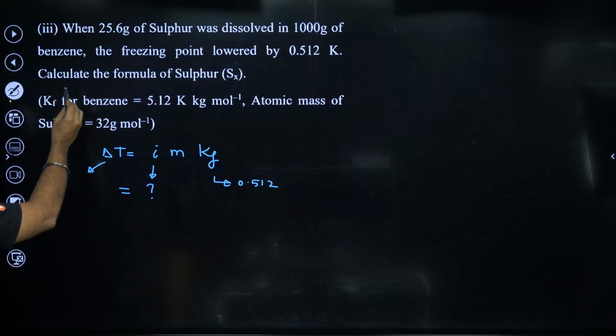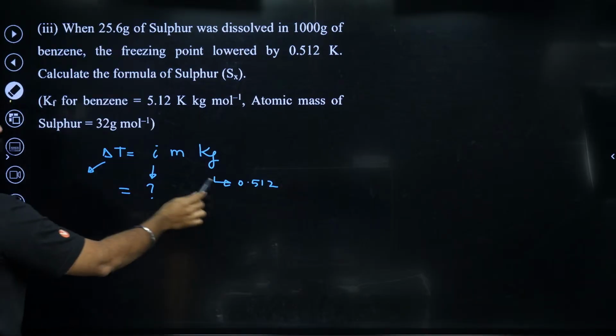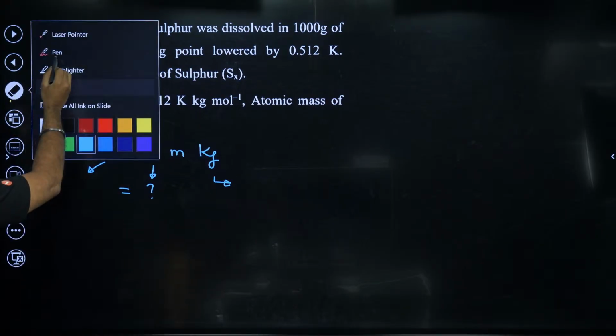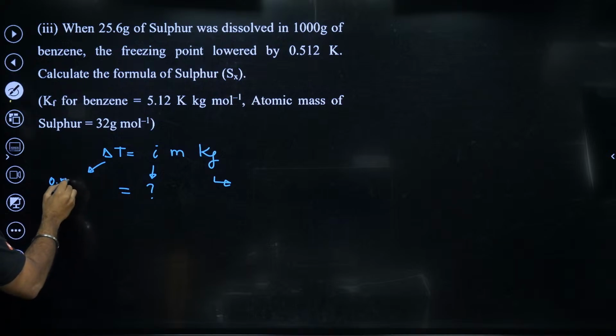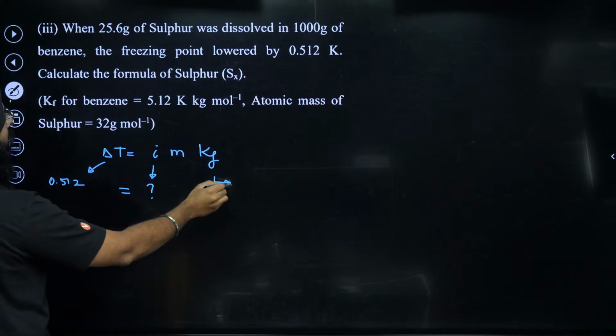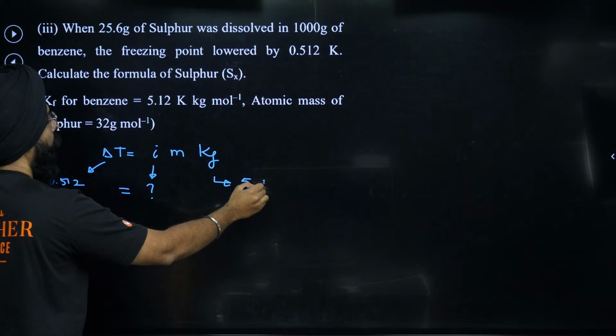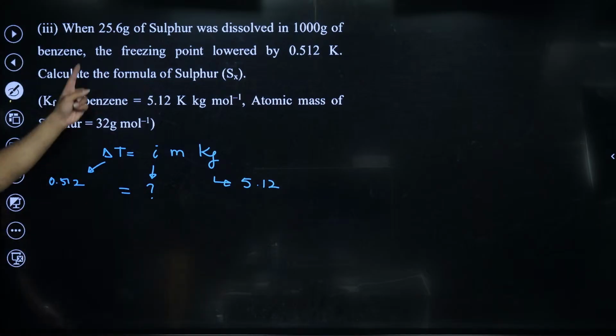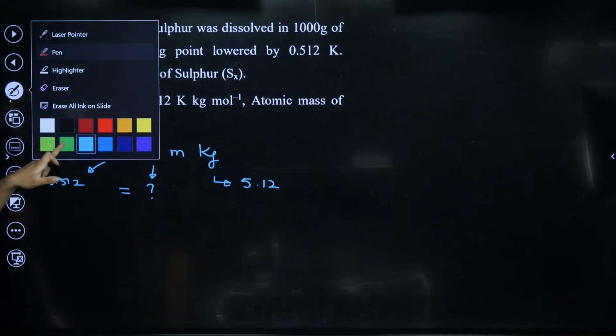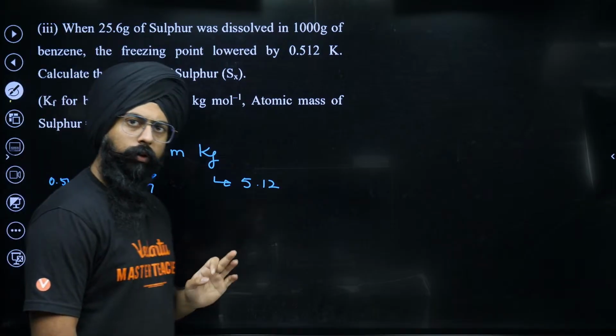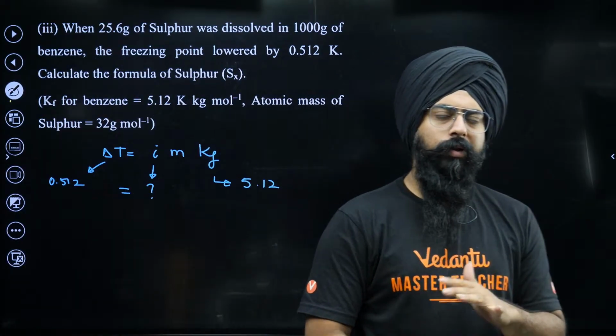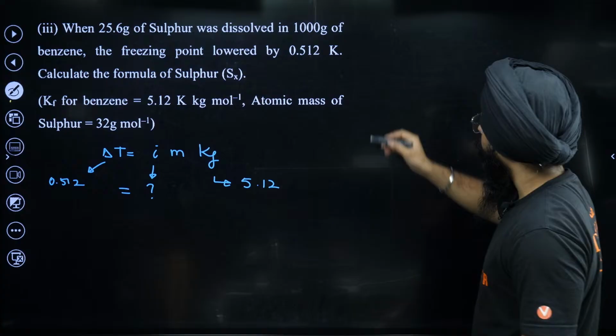Delta T is given as 0.512 and Kf is given as 5.12. So let's figure out the molality from the given data, and then we can figure out the Van't Hoff factor also. That will tell us how the sulfur molecule is composed, right?